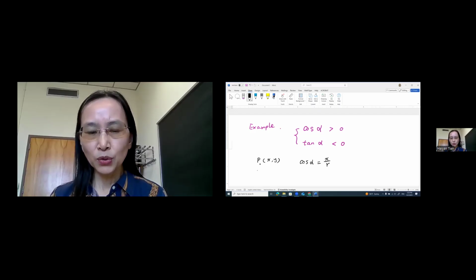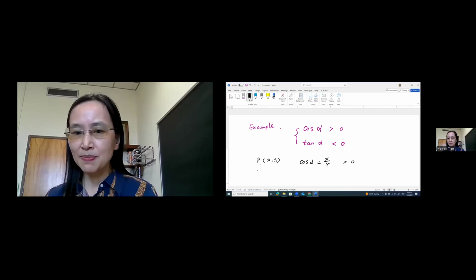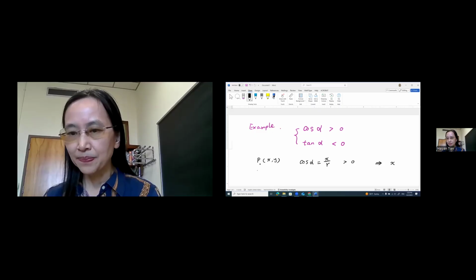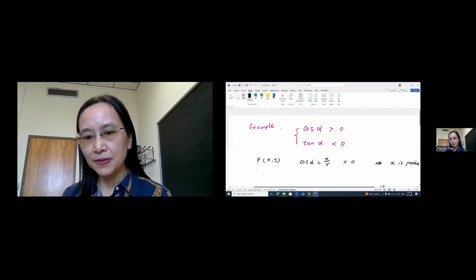So since we are told the cosine is positive, so this is the given information. That means x over r is positive. And we immediately know that x has to be positive because r is positive, right? So if the ratio is positive, then x has to be positive.